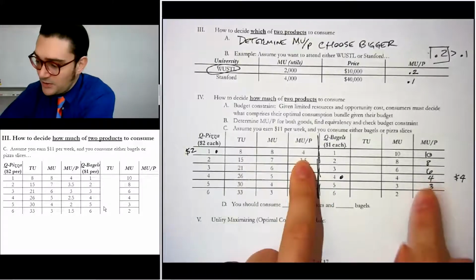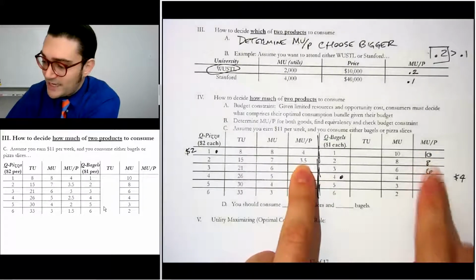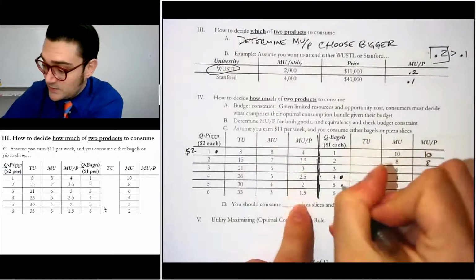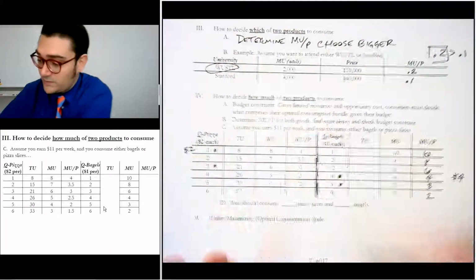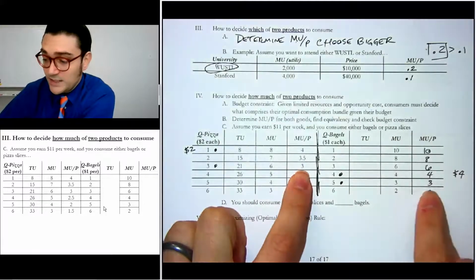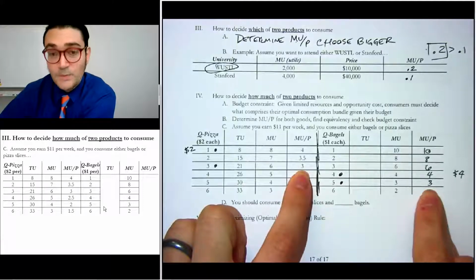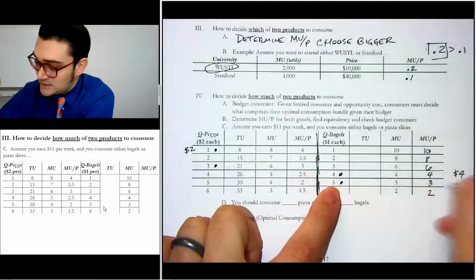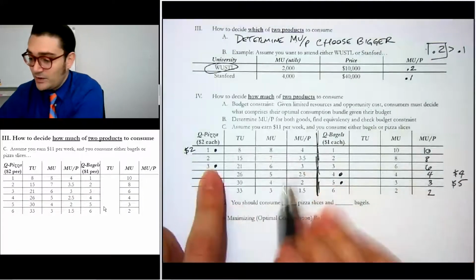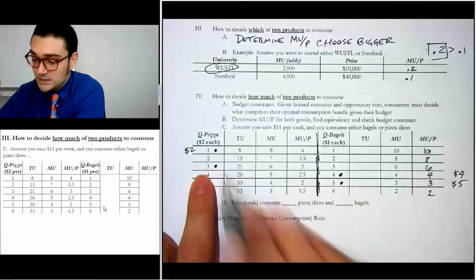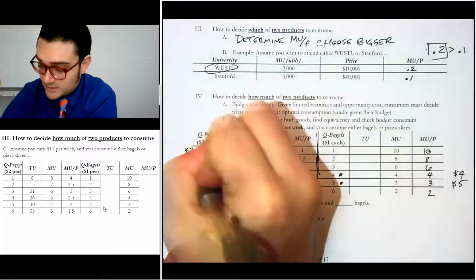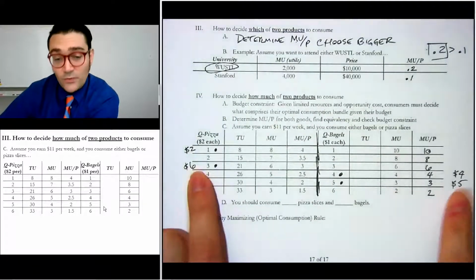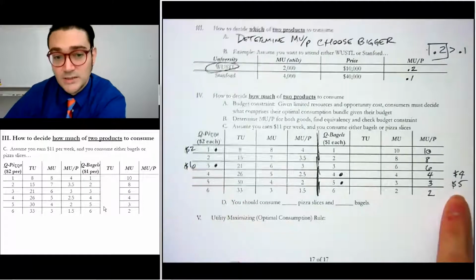Let's take a look again. Let's take our pointing fingers, right, and move to the next one, 3.5. We don't see that. 3. Now we do see a 3 here, so let's test this one, where it's 3 and you have 3 and 3, right? Those are the numbers that we're matching. Remember, we're matching MU over P, and so 5 bagels costs us $5, and then this one goes with 3 pizzas, and so that would be $6. $6 plus $5 is 11. So that is the correct answer for how many pizzas and bagels we should consume.